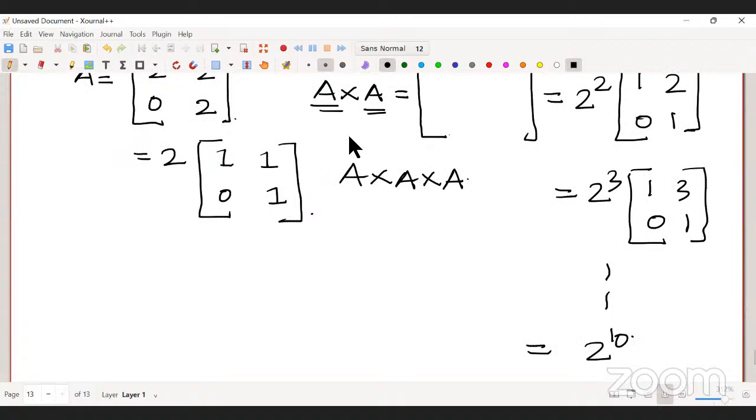Sir, in practice assignment question number 6. Yes. What is the issue here? I cannot form that matrix actually. No, you don't have to form that matrix.